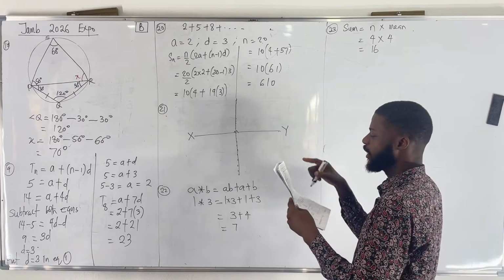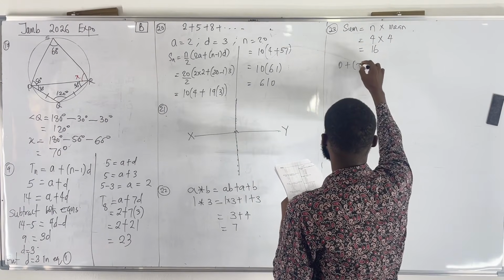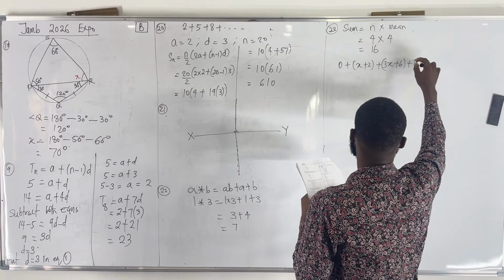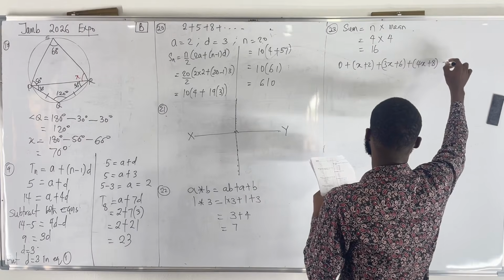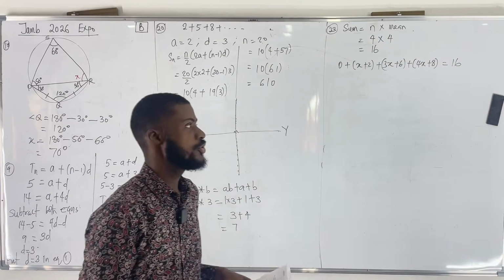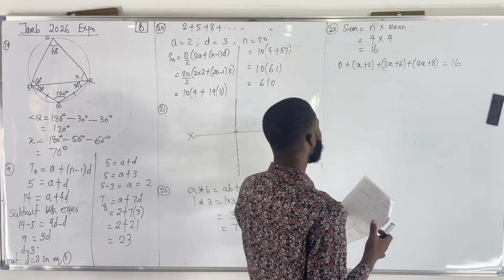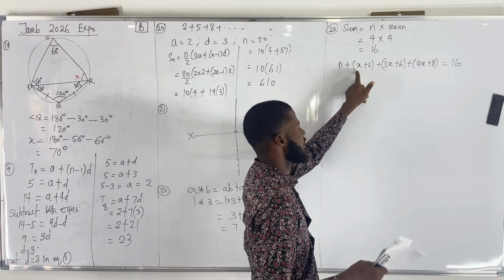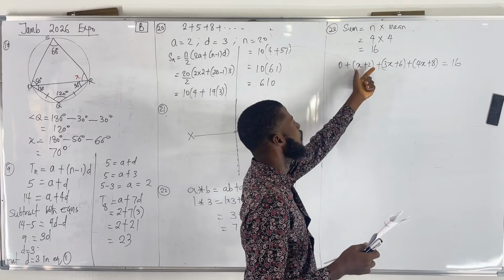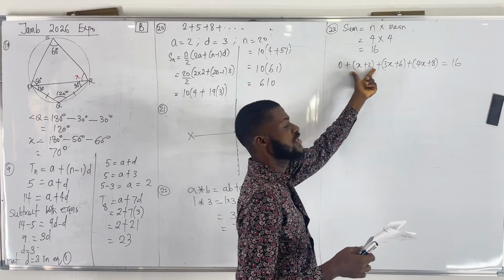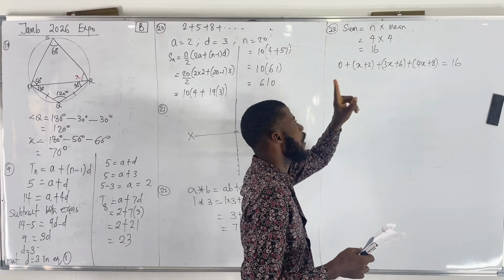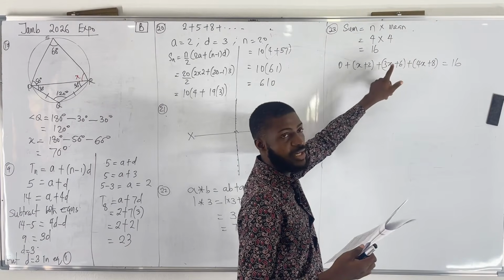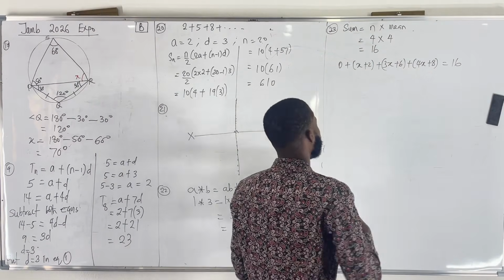So what this means is when we add up everything, when we do 0 plus x plus 2 plus 3x plus 6 plus 4x plus 8, we should be getting 16. Even if there's no bracket here in the equation, always know that because the x plus 2 was written together before a comma, it's taken as one number. So we have 1, 2, 3, 4. So that's 4 numbers, and the mean itself is 4. So that was how I got the 16.